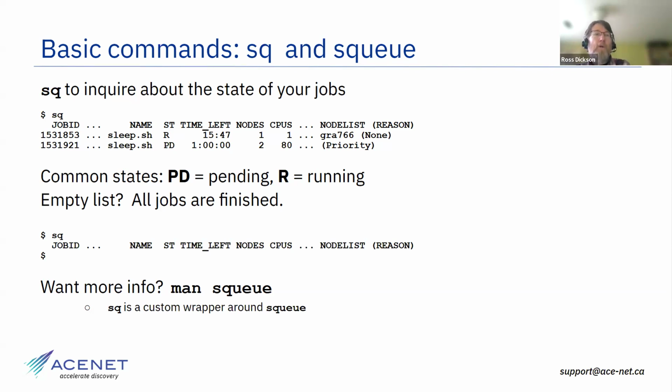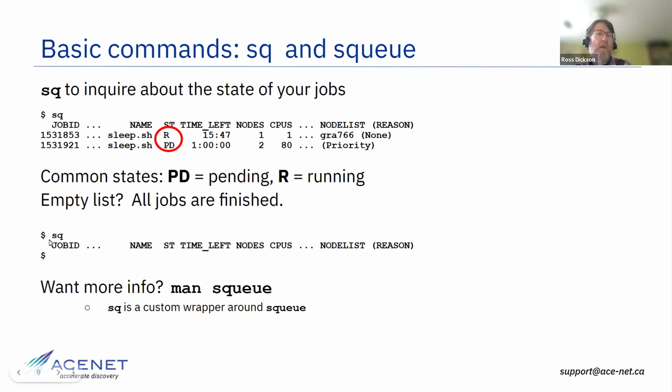SQ will tell you what jobs you have in the system, listed by their job ID here. And it'll tell you the most important thing you want to know, which is: is the job running yet or not? R stands in the ST column for state. R stands for running, PD stands for pending.